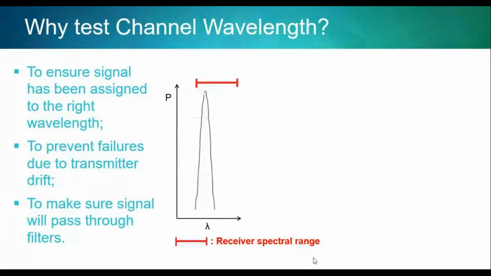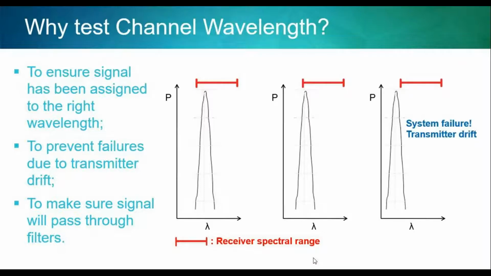Okay, so why test the channel wavelength? You want to basically ensure that you are at the right wavelength, all right? And if you have any drift, to be able to detect it and prevent it in advance. Because if there is a drift, you can be basically not detected and you'll have a transmission failure on the other end, okay? The receiver has a specific range that it can detect for that specific channel. So if you are close or outside, it can cause some issues with the signal going through.